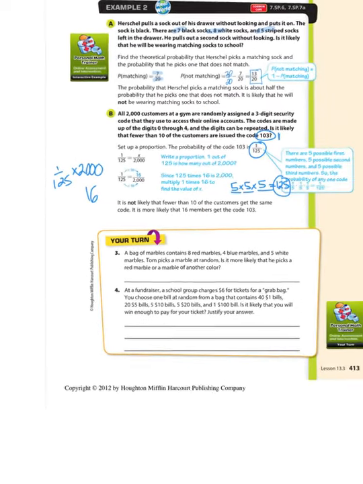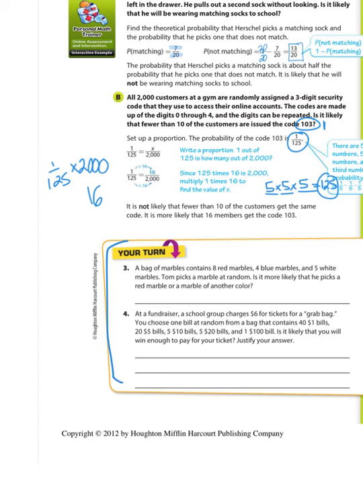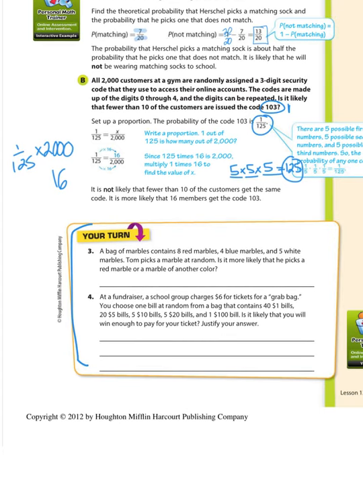Okay, your turn. I want you to try numbers 3 and 4 on your own. Pause the video, play it back to see if you got it right. Okay, number 3. A bag of marbles contains 8 red marbles, 4 blue marbles, and 5 white marbles. Tom picks a marble at random. Is it more likely that he picks a red marble or a marble of another color?